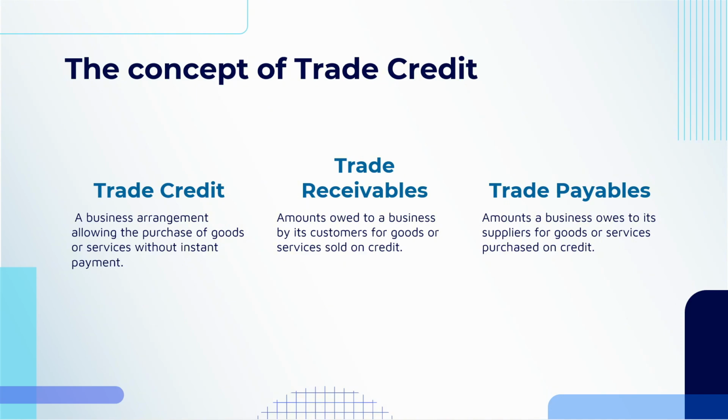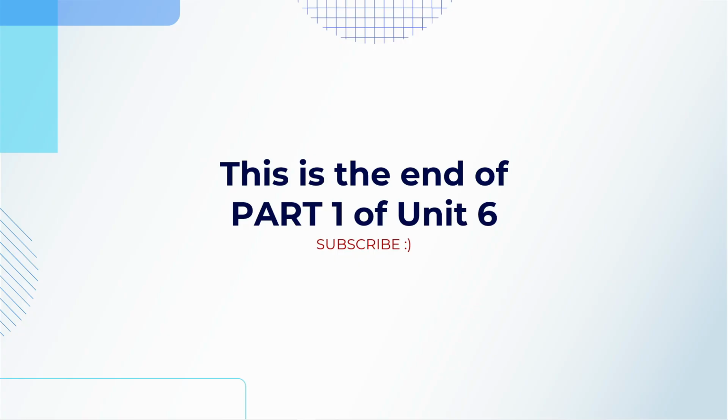Trade receivables is the money that customers owe you, and trade payables is the money you owe suppliers. So it makes a lot of sense because trade receivables means something you have to receive, so it is the money that customers owe you, and trade payables means what you have to pay, so money you owe to the suppliers. Anyways, that is the end of part 1 for Unit 6.